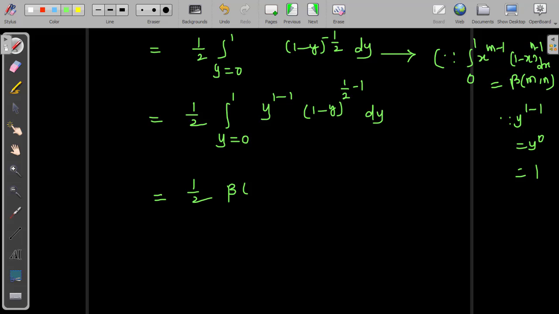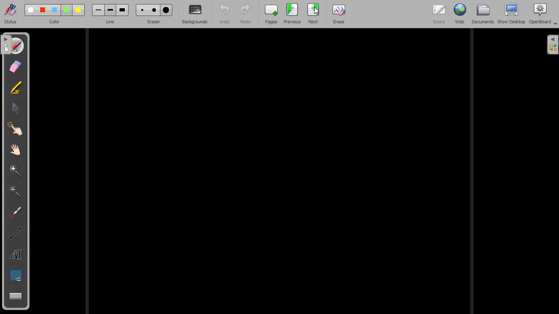So m means 1 and n means half, which means beta of 1 comma 1 by 2. So expressing the given definite integral, 0 to 1 of x divided by root over 1 minus x square dx, in terms of the beta function, the result is half times beta of 1 comma 1 by 2. This completes this solution. Okay, let us move on to the next question.